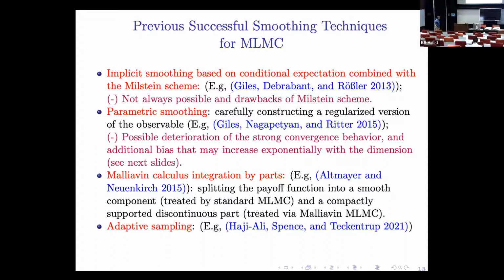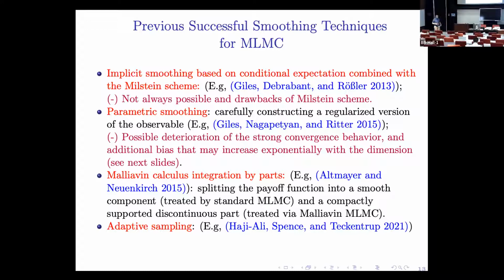A second option is to use regularization or parametric smoothing. However, one can see that these kinds of methods can have a problem with deterioration of the strong rate in the limiting case, and an additional bias that explodes exponentially with the dimension. And we will come back to this point.